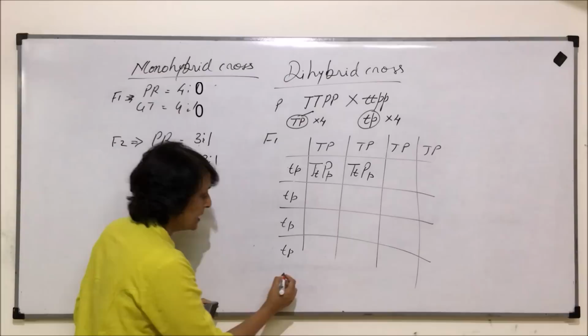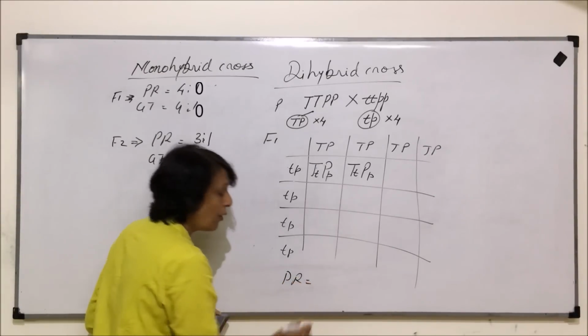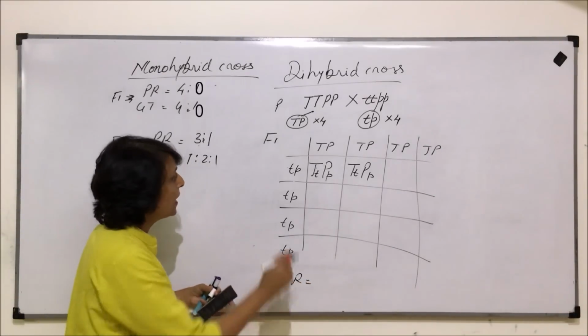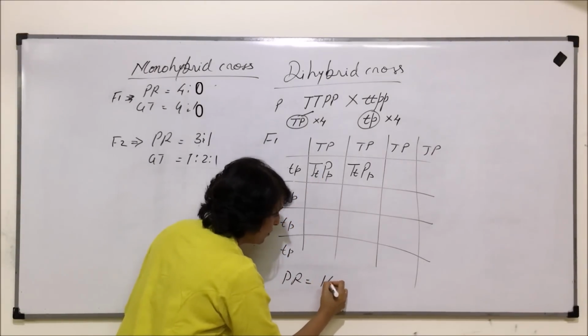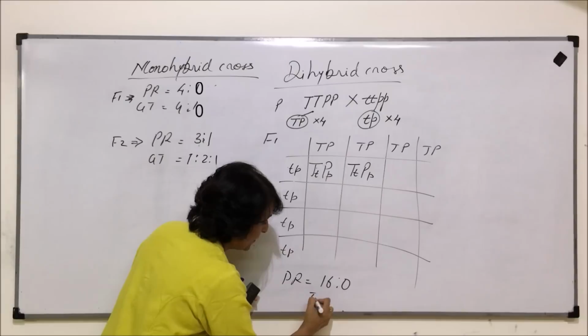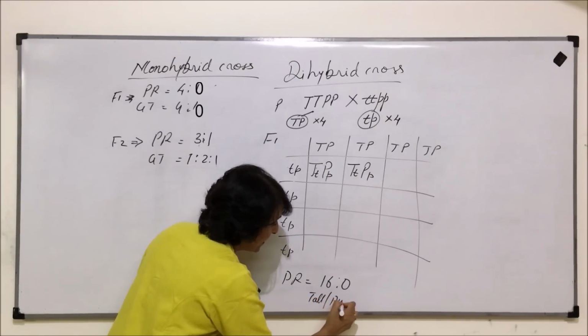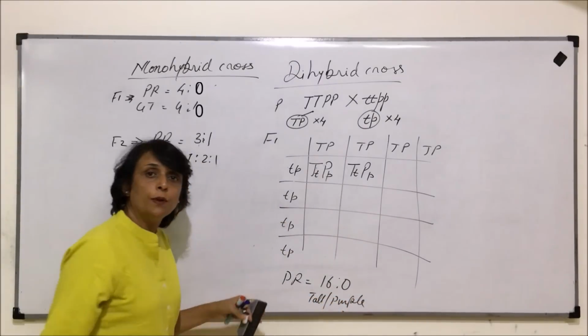So if we write phenotype ratio, how are they going to look? They all are going to be tall with purple colored flower. So it is going to be 16:0. All 16 are tall and purple.